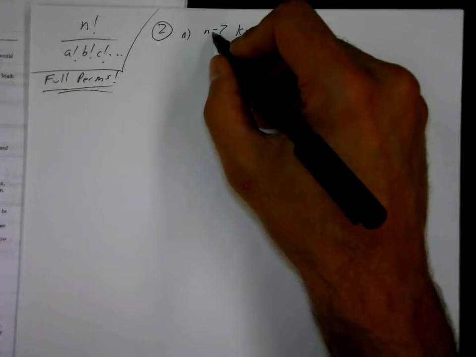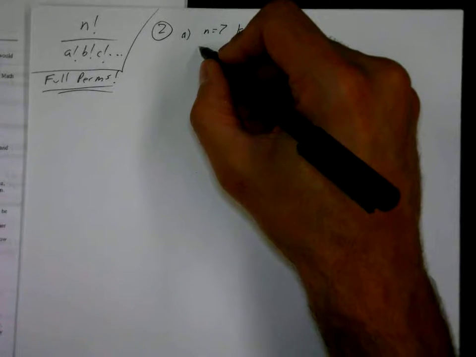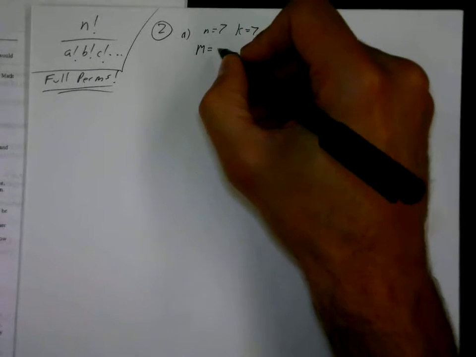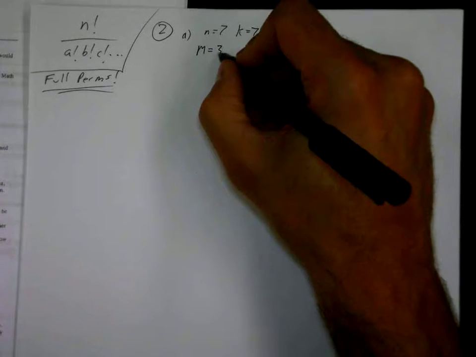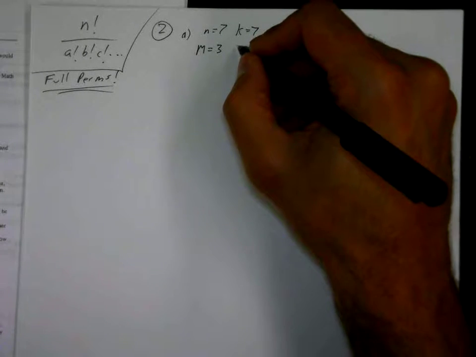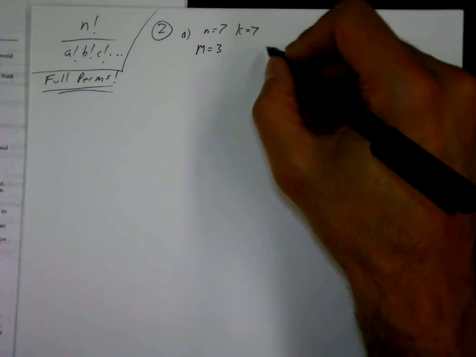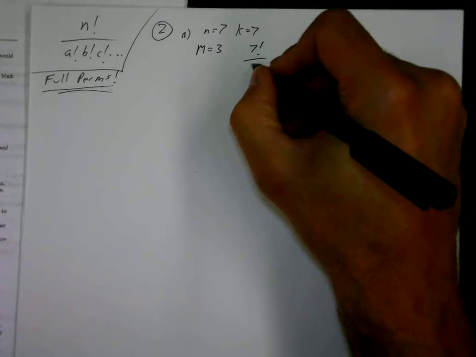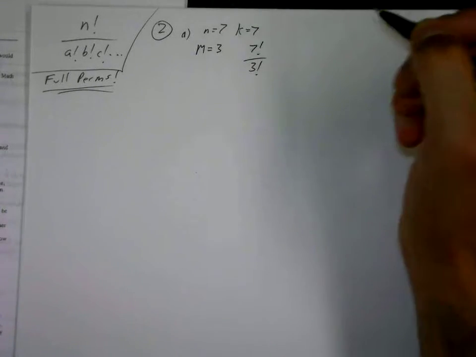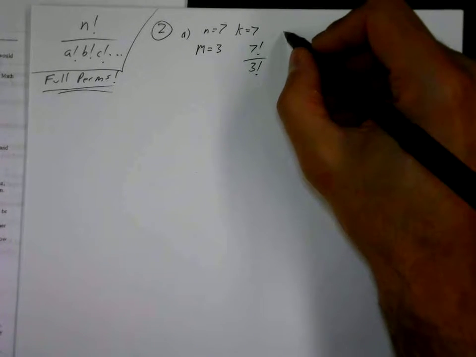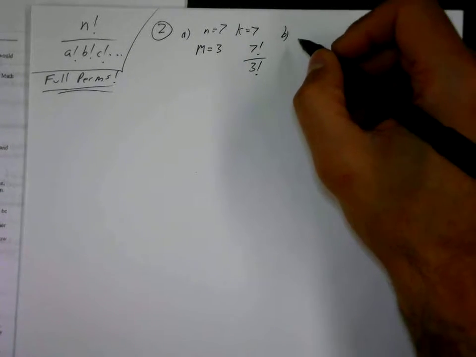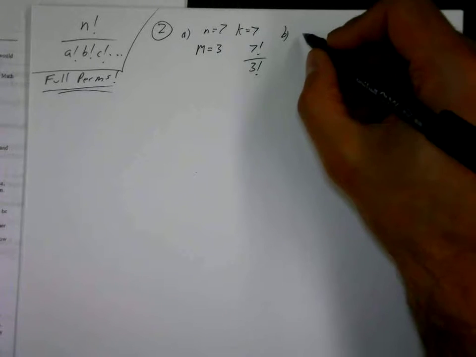Now, after I write down n and k, though, what I also have to write down is the identicals. So m, there are 3 of them. A1, x1, i1, u1. Okay, so there's just 3 of them. So this is just going to be 7 factorial, and then you divide by the 3 factorial to get rid of the identical cases. And again, watch a lesson on there if you don't know what I'm talking about.